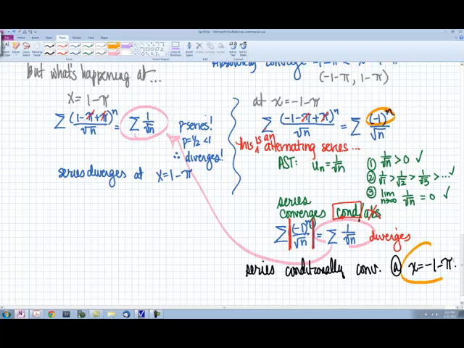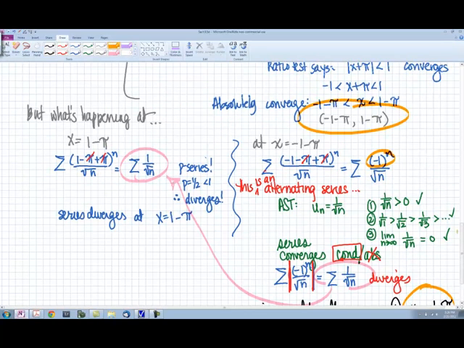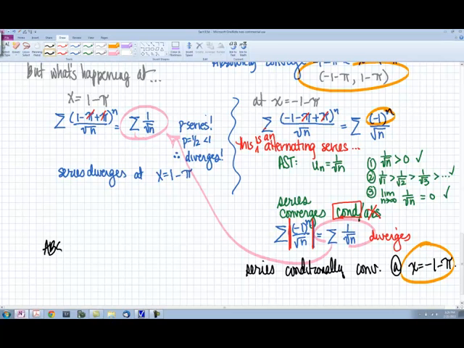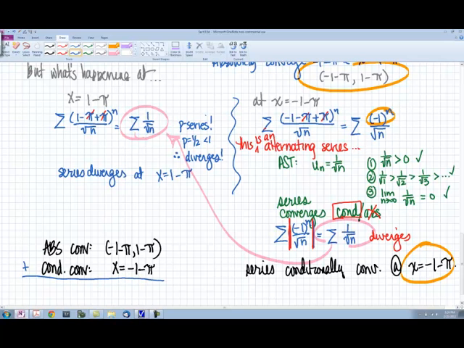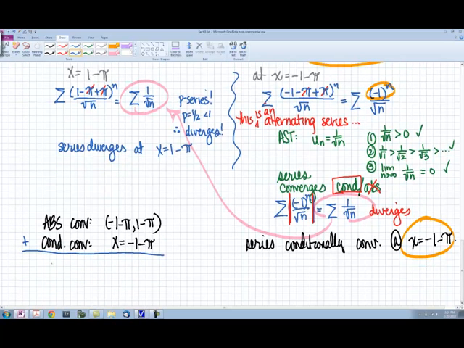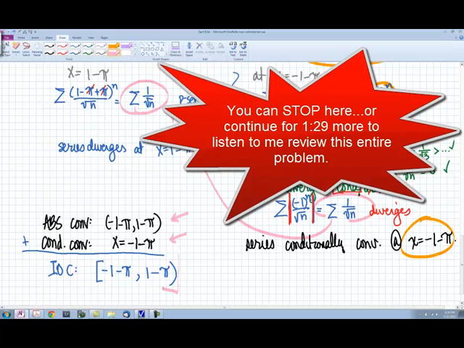So we're going to take this and this and put those together. I'm going to write that over here on the side. We are absolutely convergent from negative 1 minus pi to 1 minus pi. We are conditionally convergent at the point negative 1 minus pi. So to tell me what the IOC is, you put these together. Combine the absolute and conditional convergence. It's negative 1 minus pi. Notice the bracket now. It's a closed bracket and open at the right. So this is the difference between absolute, conditional, and then our IOC.